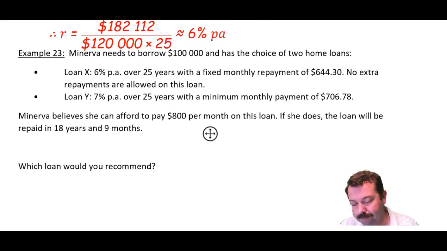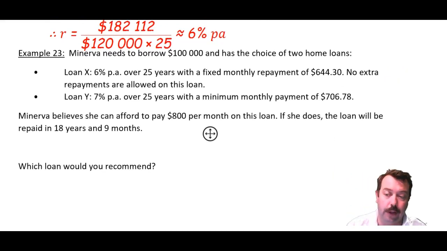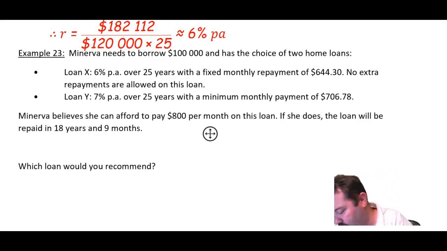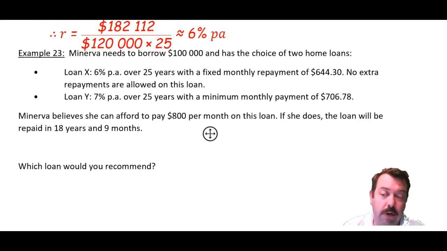Example 23 here. We've got a choice of two different loans. Now, one of these loans allows extra repayments and one doesn't. You can see one of them has repayments of $644.30, the other $706.78. However, reading through all of this, digging through it, we see that we have an option here, perhaps, to pay $800 per month on loan Y, which I couldn't do with loan X. And if so, is that going to change matters?